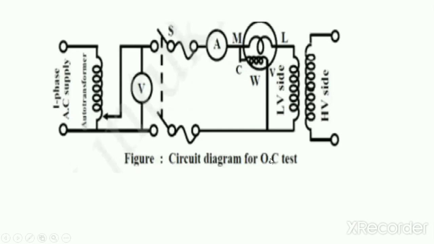This is the circuit diagram for the OC test. The OC test is conducted on the LV side. That means all the equipment is connected on the LV side and the HV side is open circuited. What is the procedure for the OC test? First, switch on the supply and gradually vary the autotransformer until the voltmeter reads the rated voltage, and then we note down the voltage, current and power, that is the wattmeter reading. In the OC test, the wattmeter reading gives the iron losses or the core losses.